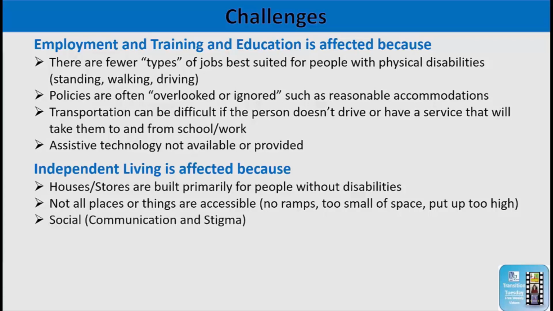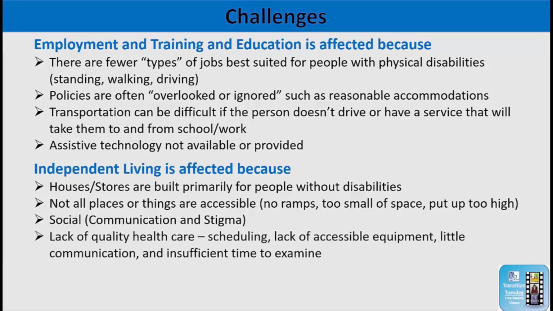Social interactions are also difficult because of the communication and stigma that is placed on the person with the disability. And there is also a lack of quality health care. It can be difficult scheduling the time for health care, a lack of accessible equipment, little communication between the patient and the healthcare providers, and sometimes an insufficient time to examine the patient with a physical disability.